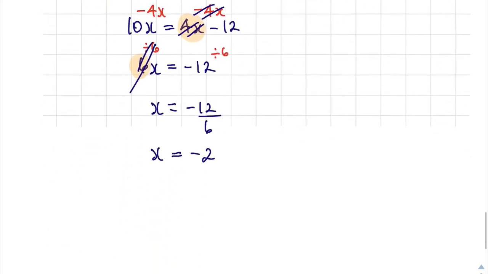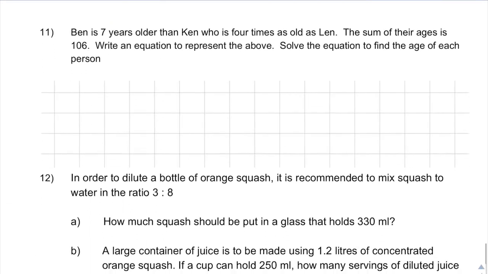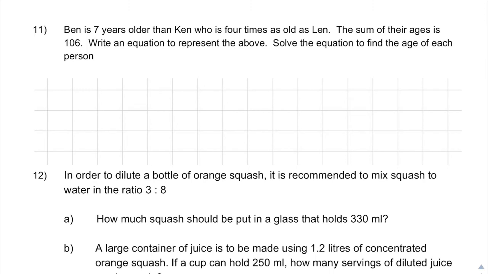Just scrolling down to the next question. Okay, let's have a look at this one. So Ben is 7 years older than Ken, who is 4 times as old as Len. So if you think about it, we've got Ben, who's the oldest, then we've got Ken, then we've got Len. Now, when you've got a question like this, I always recommend you start with the youngest person or the smallest thing. That way you'll actually avoid having to use subtraction, usually.